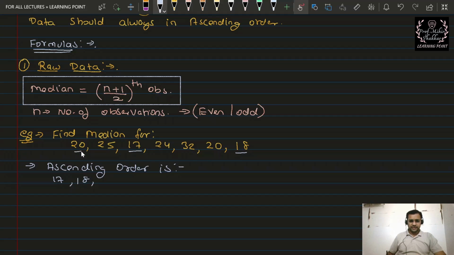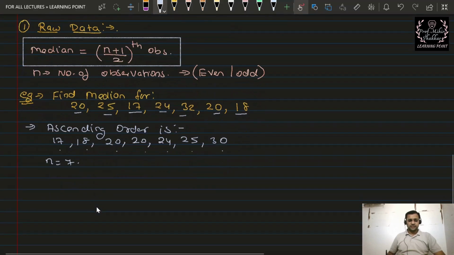Then after that, I can see the number 20, it is coming 2 times. So if any number is being repeated twice or thrice, we have to consider that observation that many number of times. Then comes 24, 25, and after that, the last value that comes over here is 30. So 1, 2, 3, 4, 5, 6, and 7. So I can say that n is equal to 7.